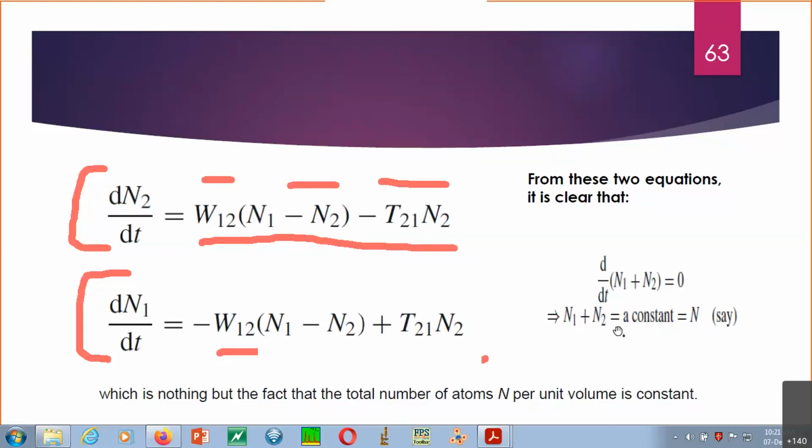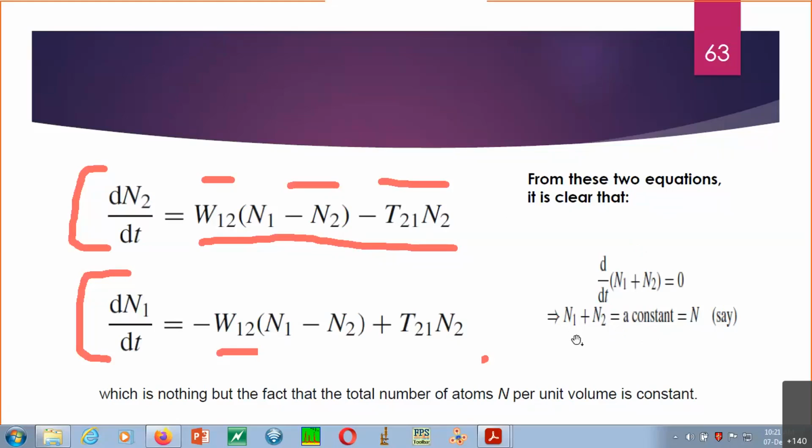So, and that is the reason many times we are saying that the total number of particles in a given system, be it 2 level or 3 level or 4 level, doesn't matter. But in a given system, the total number of particles is always going to be a constant number. So here we have only 2 levels. That is why n1 plus n2 is equal to constant.